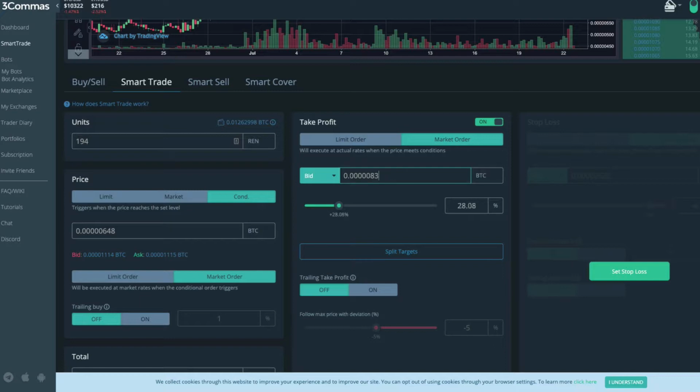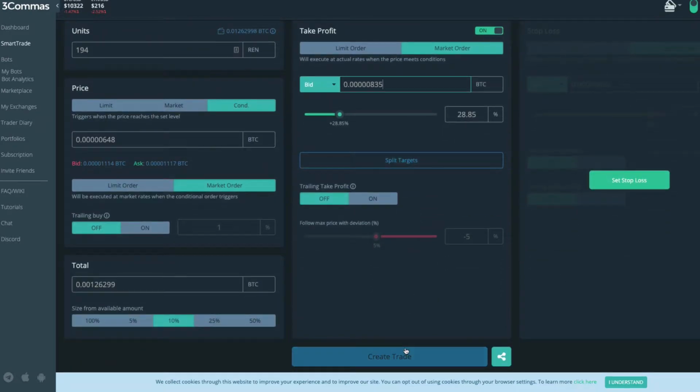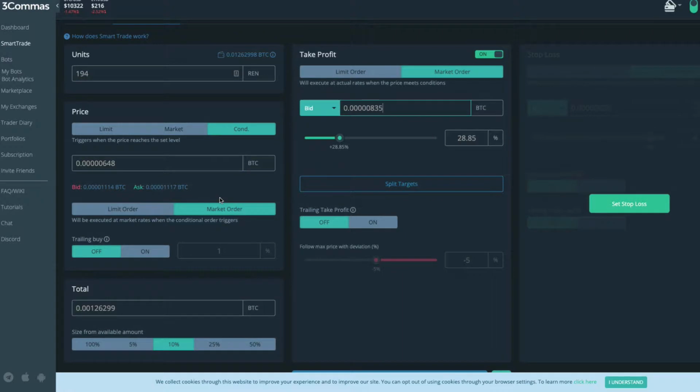Excuse me, 835. And then I would click create trade, and that would be my trade, and that's how I do it. 3 Commas is a software that personally I don't think any newbie or any trader, to be honest, should be trading without. 3 Commas is such a vital part of trading, and it's such a vital part of my trading journey.